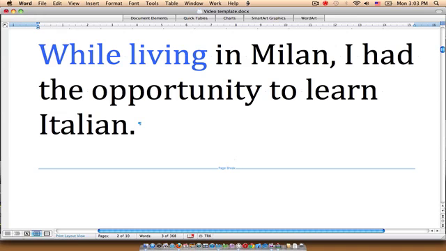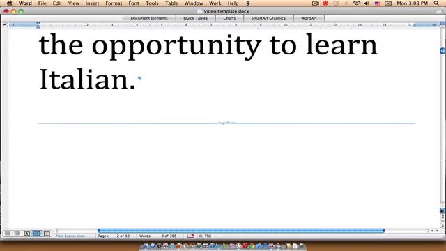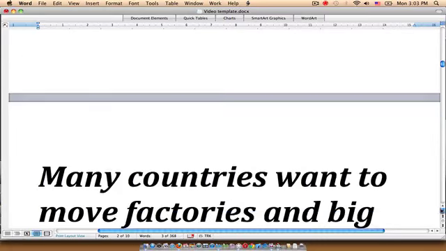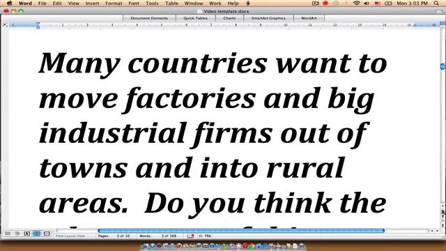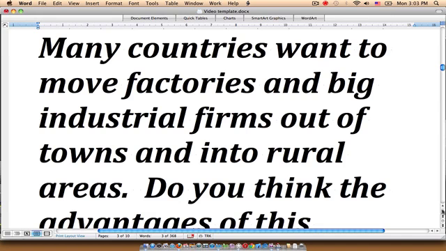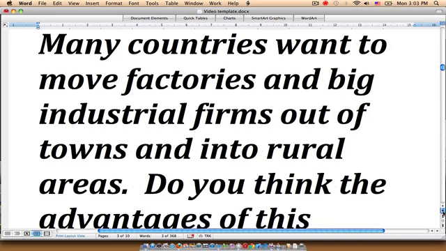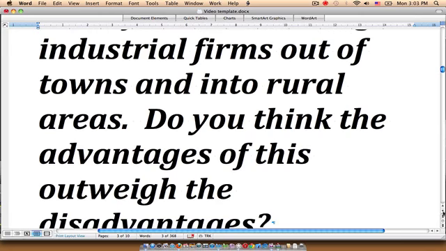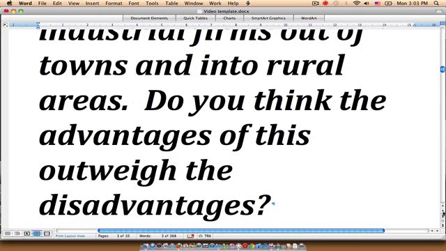Let's get started. The essay question that we are looking at today was seen in Peterborough in the UK, and the question reads, many countries want to move factories and big industrial firms out of towns and into rural areas. Do you think the advantages of this outweigh the disadvantages?